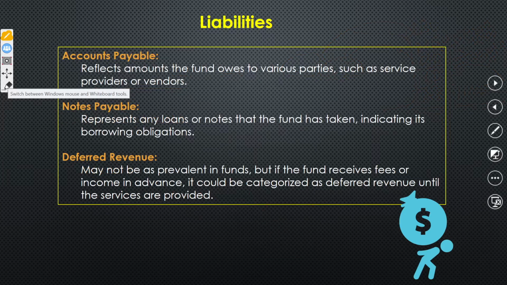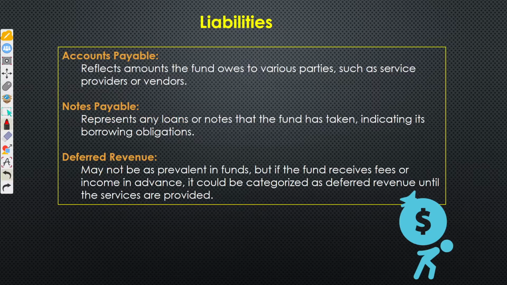Then accounts payable. Accounts payable basically reflects the fund's owed amounts. It means the things the fund will have to pay in the short term. It can be one year, two months, three months, a quarter, a day. That depends on their business nature. But payable basically means the fund will have to pay it.